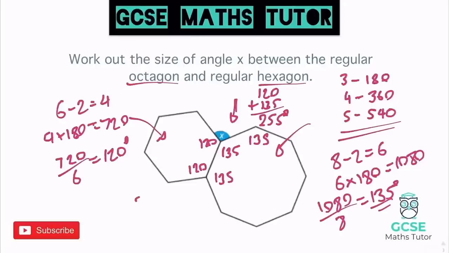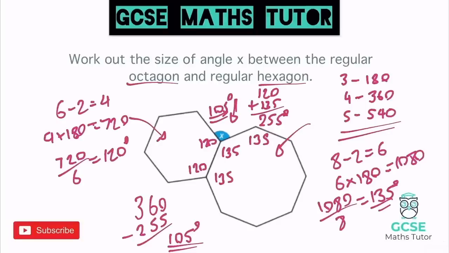So to finish that off, if we do 360 and take away that 255 that we've just worked out there, we get a missing angle of 105 degrees, and that's our final answer there, 105 degrees, which we could always label on the diagram as well, 105. And there we go.